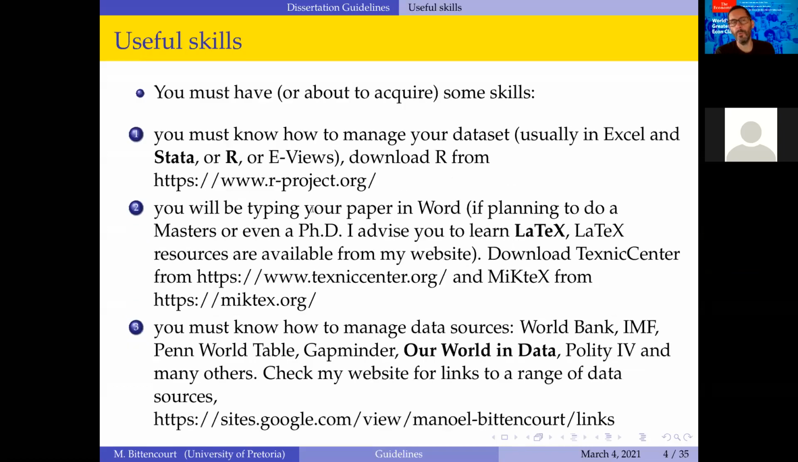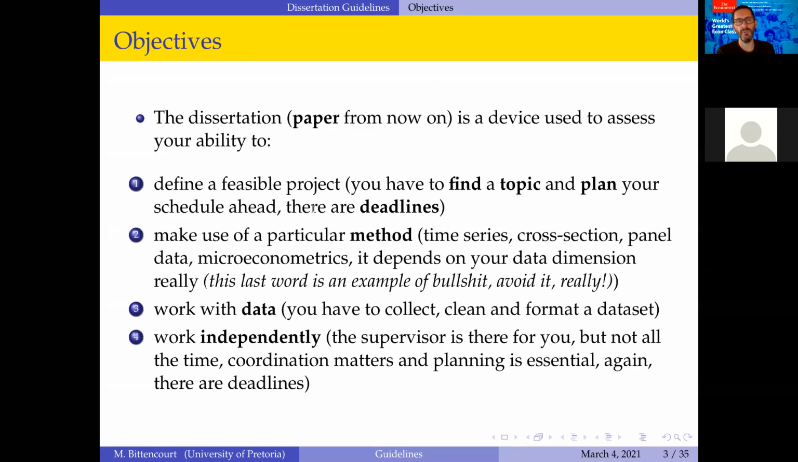What else? Well, if you don't have them yet, you need to acquire some useful skills. Any questions about the objectives? Any questions? Oh, no questions. Okay, I'll share again.